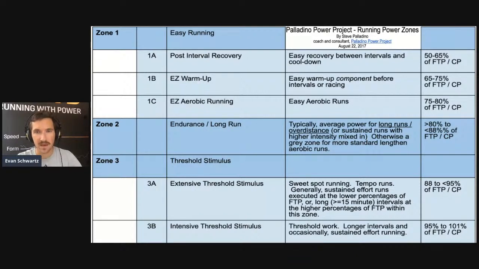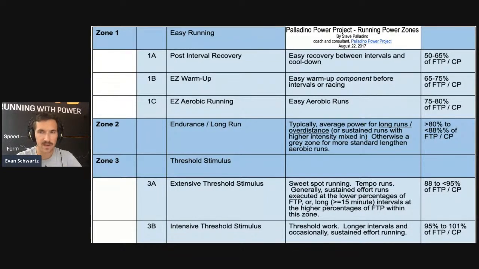Zone 1B is an easy warm-up component before intervals or racing. So this is a little bit faster, a little bit higher intensity than your recovery in between your intervals, but it's not necessarily too fast. Zone 1C is easy aerobic running, and this is going to be 75 to 80% of your critical power. This is something that you do as a general run throughout the training block.